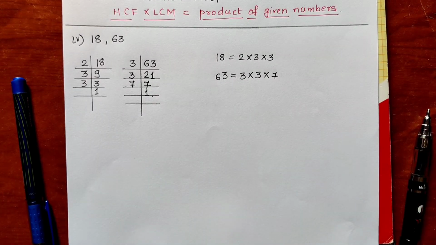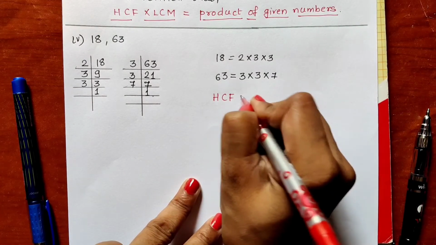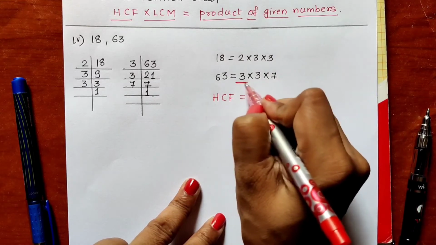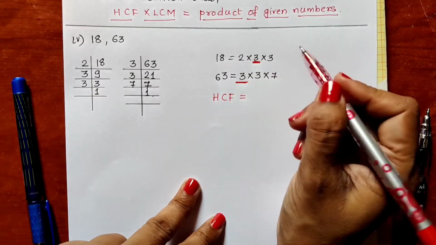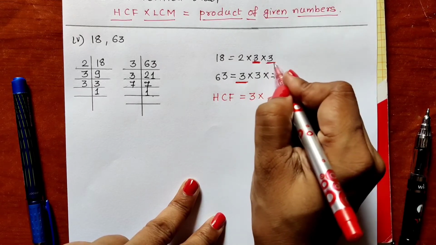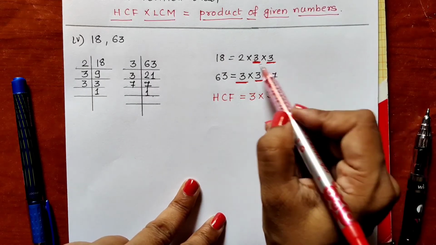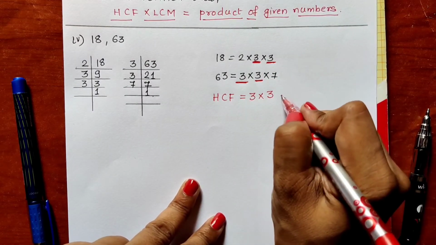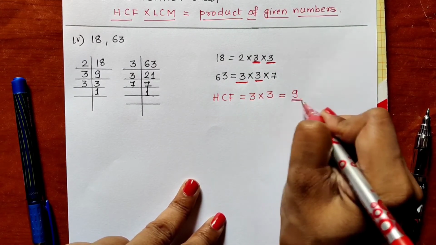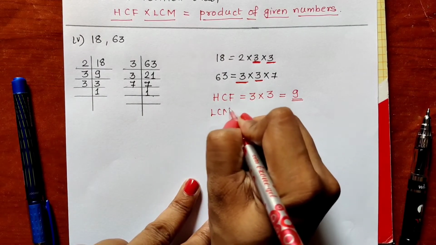Now let us write the SCF. For SCF we have to find out the common factors. SCF. Common factor we can see only 3 is the common factor. Then this 3 is there. Again second 3 is also a common factor. So second 3 also we have to write. So 3 into 3. These two are common factors. So 3 3s are 9. SCF is 9.